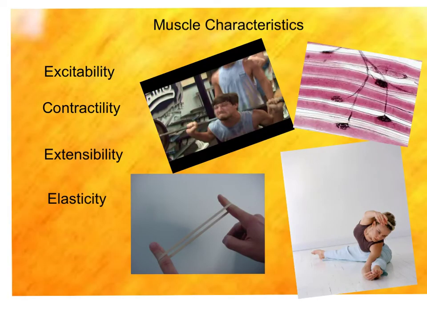Okay, moving on to muscle characteristics, which are the characteristics that the muscles have to have in order to complete the functions of movement, posture, and heat production. And those are, as you can see here, the first one being excitability. And excitability is the ability to respond to a stimulus.